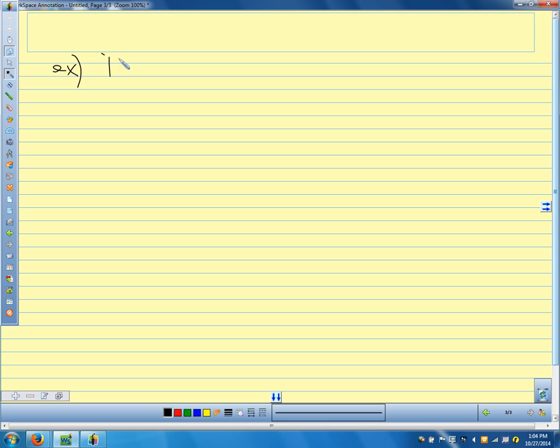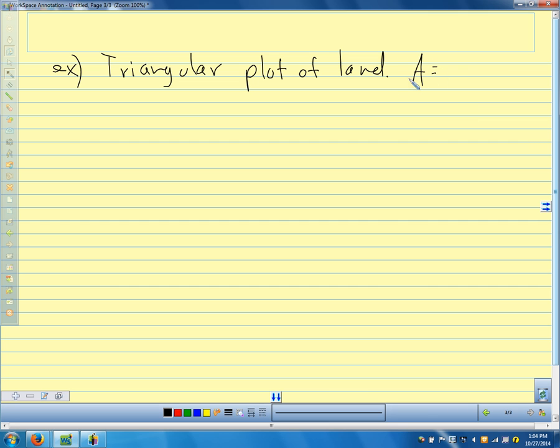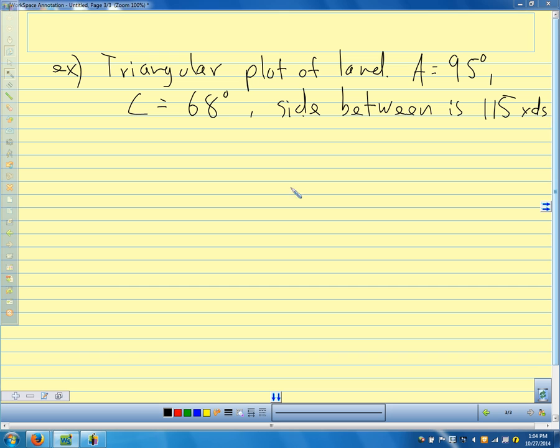Let's say we have a triangular plot of land. Just so we're not saying we have a triangle. And let's say that our angles, we have one angle that's 95 degrees, and C equals 68 degrees, and the side between is 115 yards long. We want to find the lengths of the other two sides.